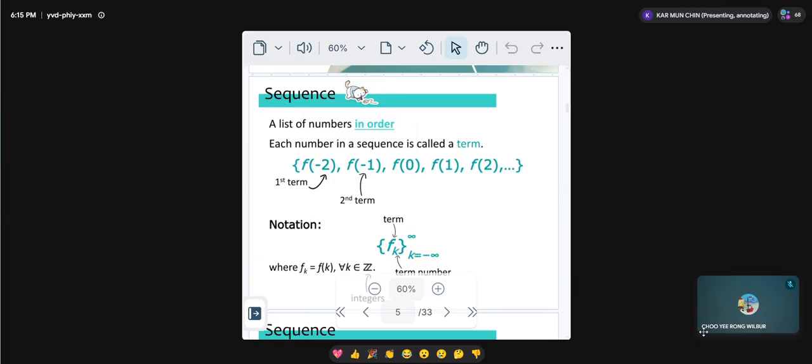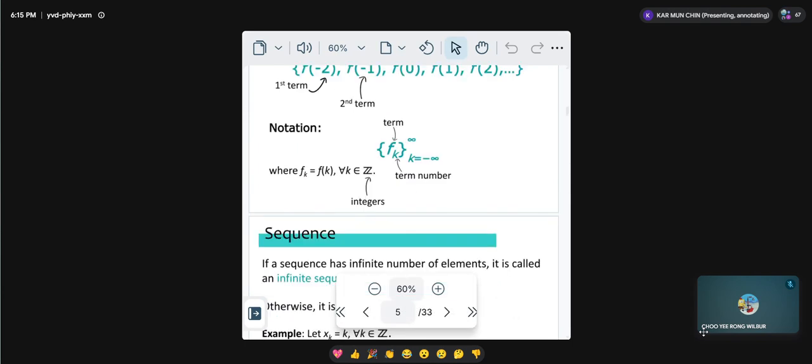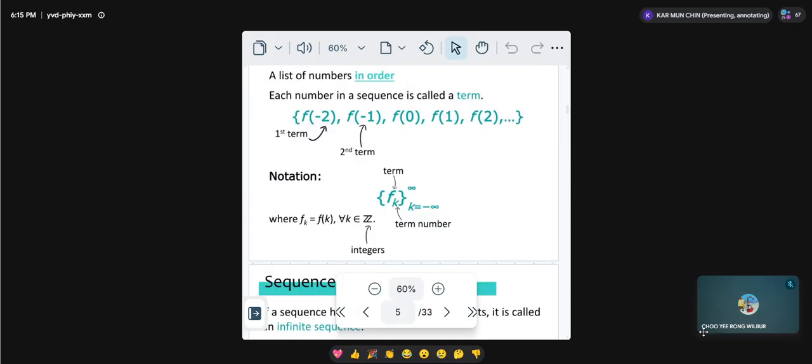For the notation, the F indicates the terms and the K indicates the term number. So, for example, this is the first term, second term, third term, fourth term, fifth term. If you're talking about F5, it will be this term. The K can be from negative infinity to infinity, or they can give you a certain number, depending on the questions or the conditions.